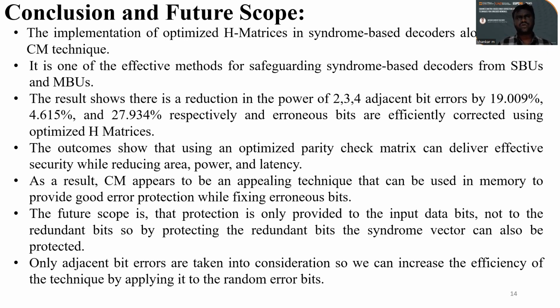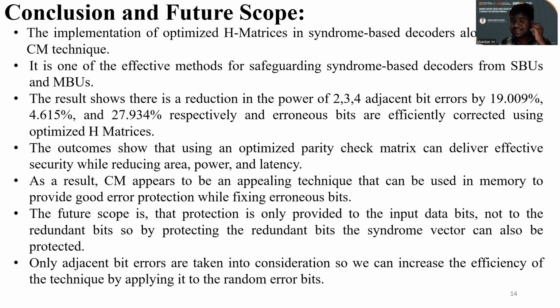So what is the future scope of this paper? In this paper we have some constraints, like we have taken only the case where adjacent bits in the input data are corrupted. If there are random bits corrupted in the input data, we can't find them using these H matrices or this method. So if there are any random errors present in the data, that will be a future scope.